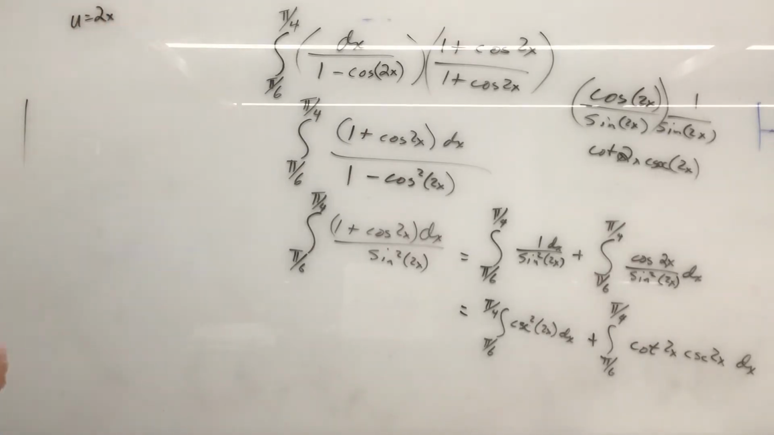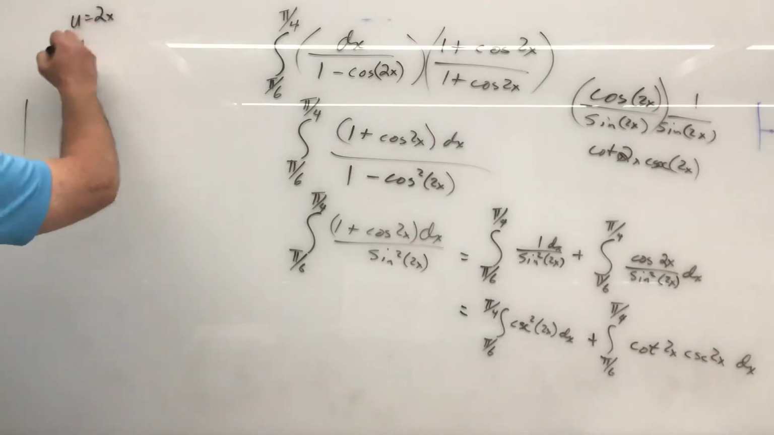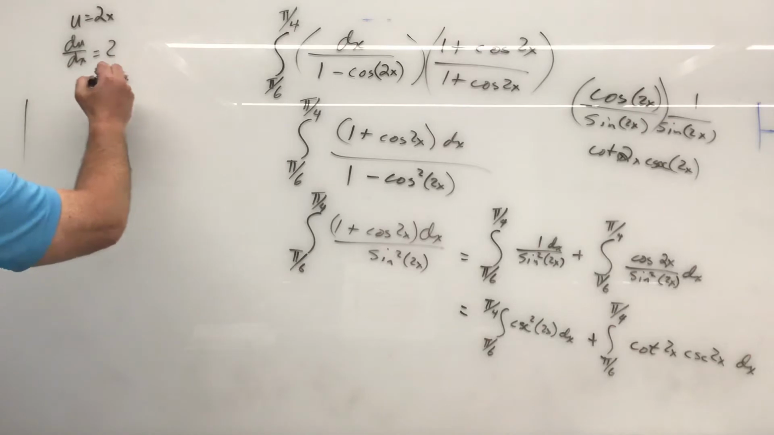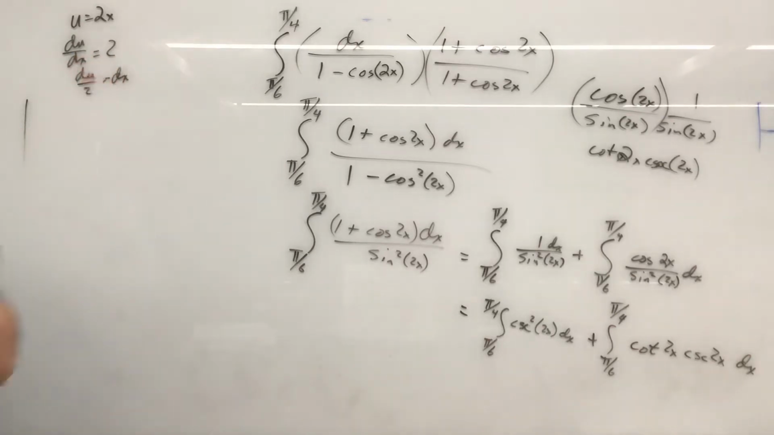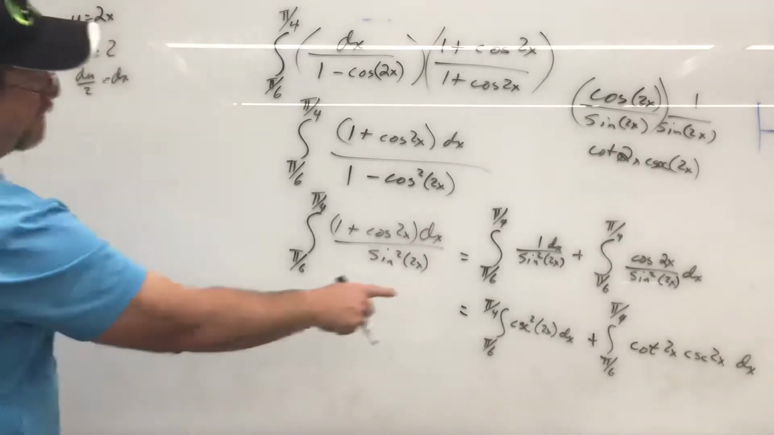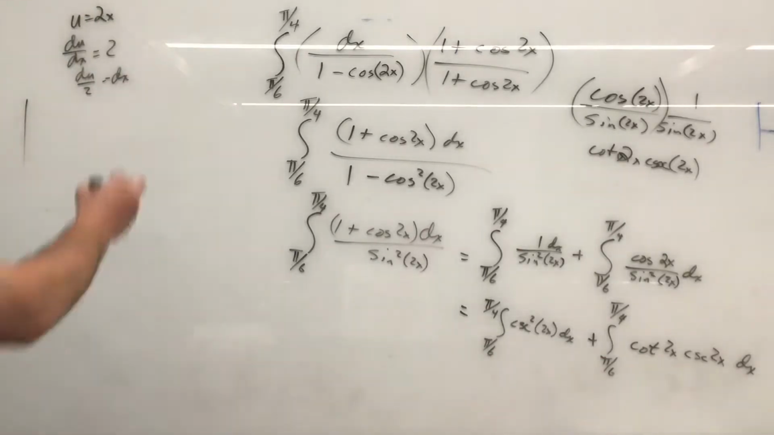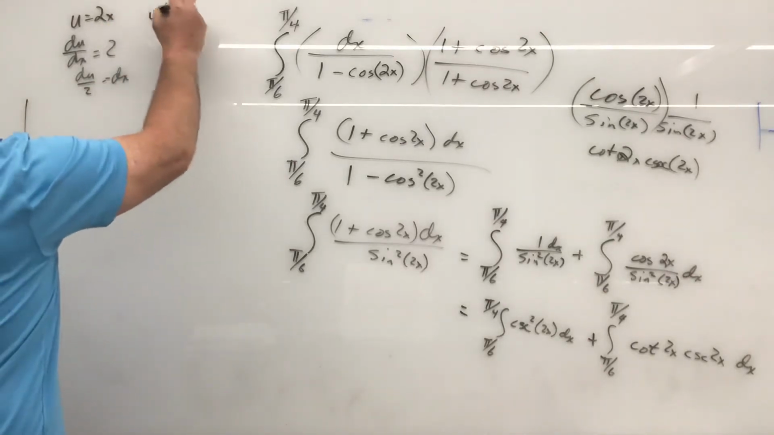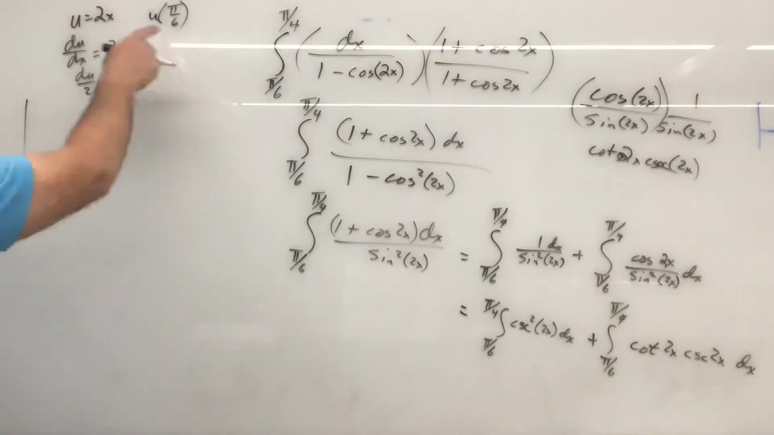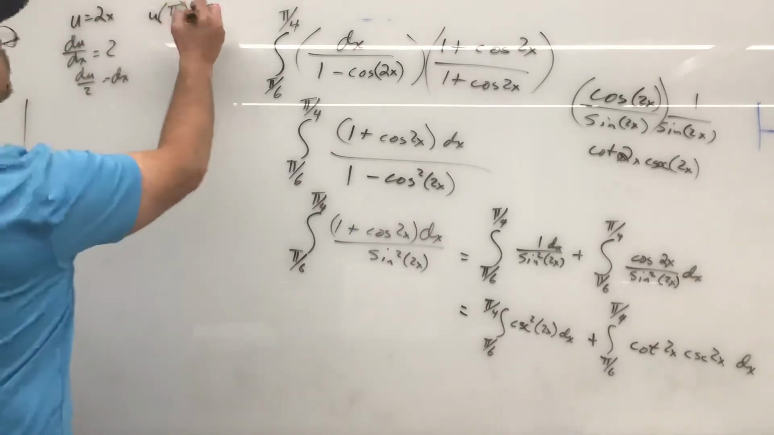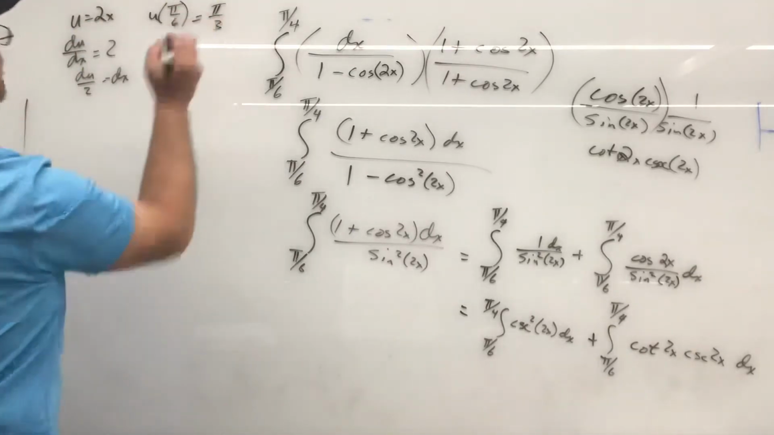So if u is 2x, du dx is 2, which means that dx is du over 2. That's one part of the substitution. But what else? This is in the x world, I'm going from pi over 6 to pi over 4. What is u of pi over 6? Well, if I put in pi over 6 for x, I get 2 pi over 6, which would be pi over 3. My limit's going to change to that.